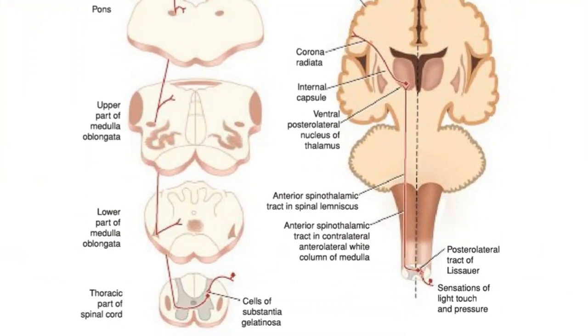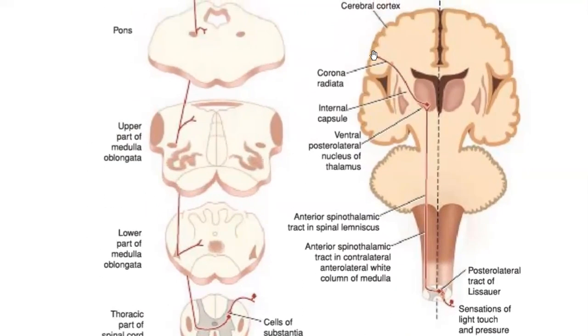And similarly, the anterior spinothalamic tract in the contralateral anterolateral white column, and in the spinal lemniscus, then goes to the ventral posterolateral nucleus of the thalamus, right? This is the third order neuron now. First order, second order, and these are the third order neurons. They pass through the posterior limb of the internal capsule, corona radiata, and the postcentral gyrus of the cerebral cortex, right?